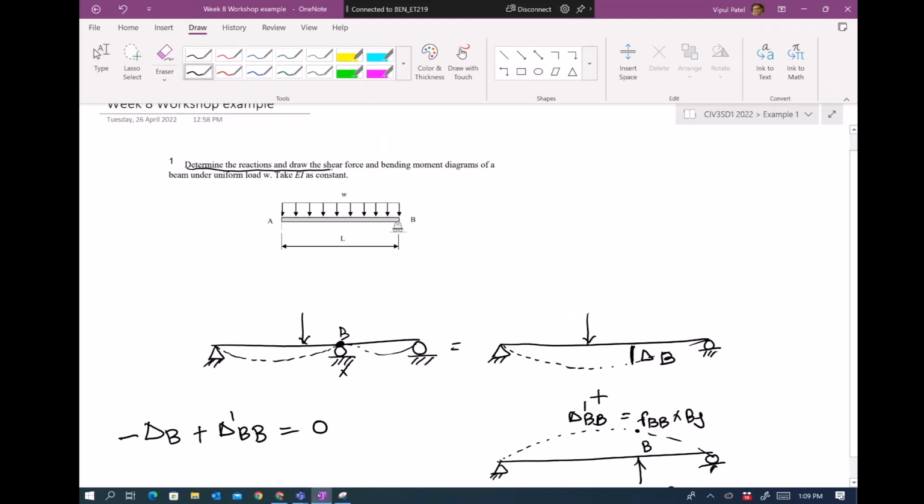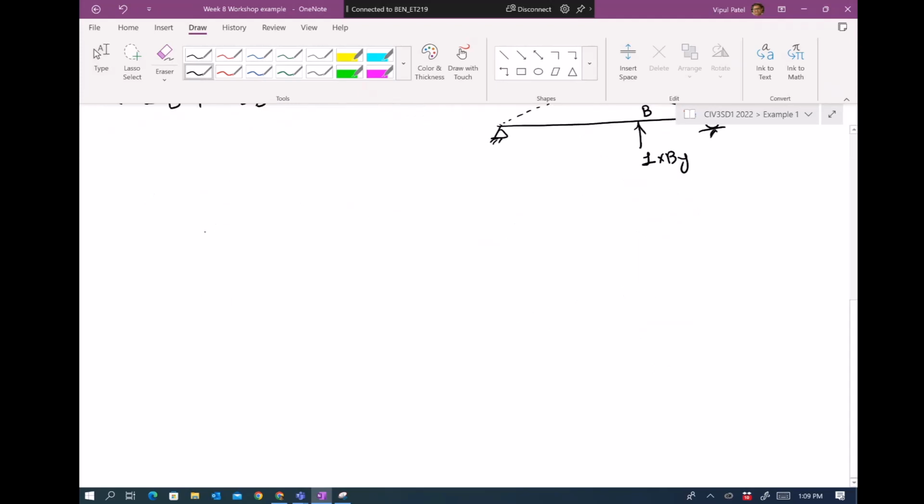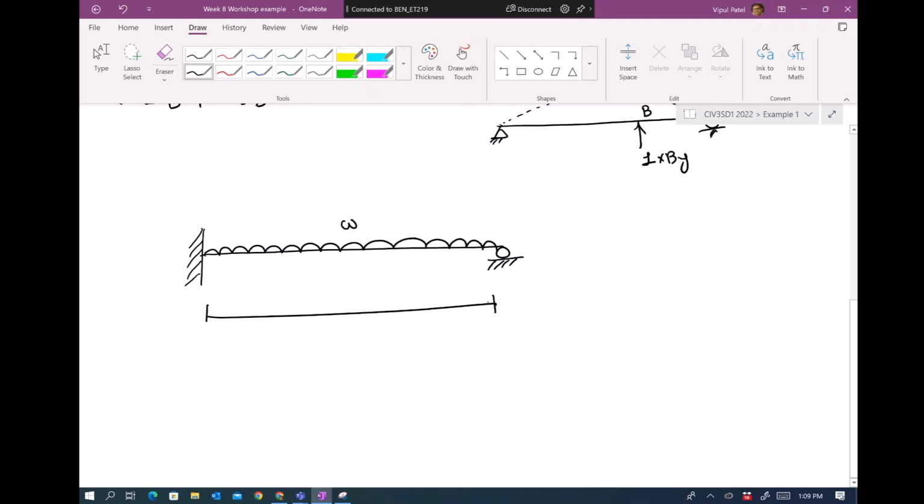Determine the reactions and draw the shear force and bending moment diagram for a uniformly distributed load. W could be any value and EI is constant. So we have been given this problem and we need to draw the shear force diagram and bending moment diagram. Roller support is here and we have this W and length L. The question is to find the reaction force, draw the shear force diagram and bending moment diagram. And this is an indeterminate structure.